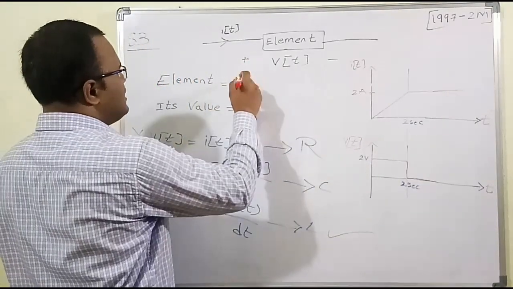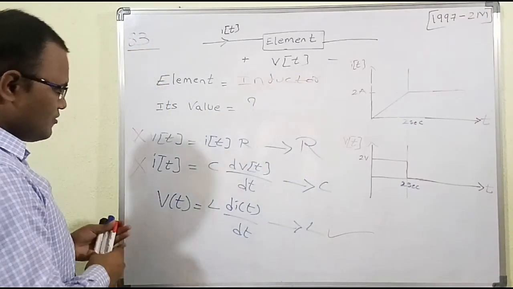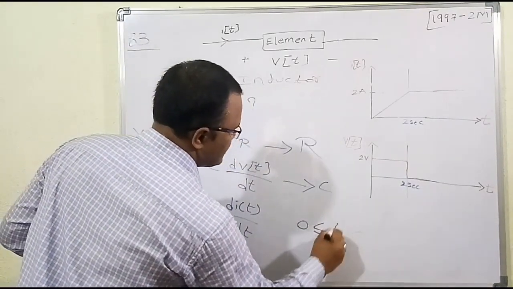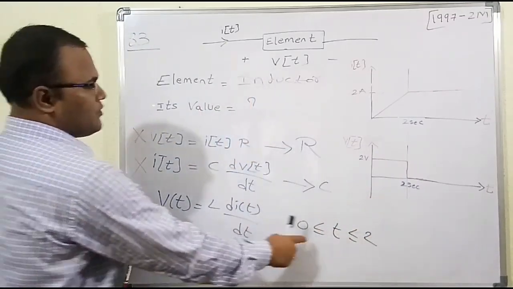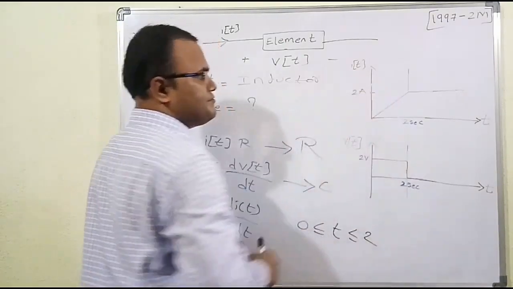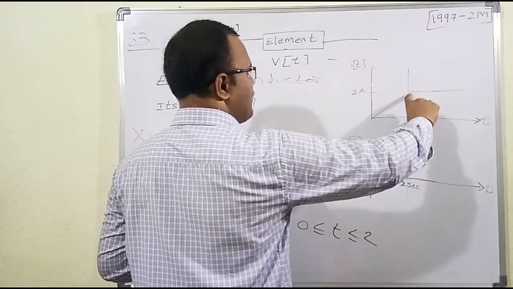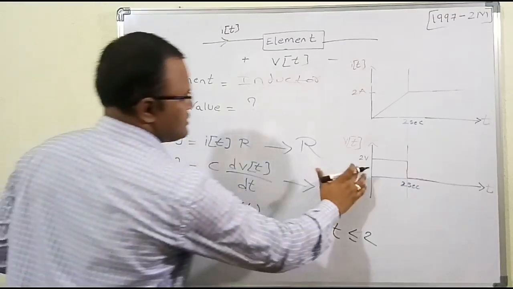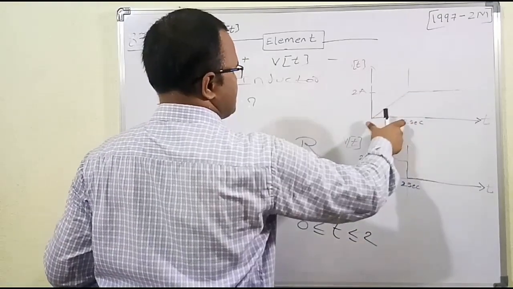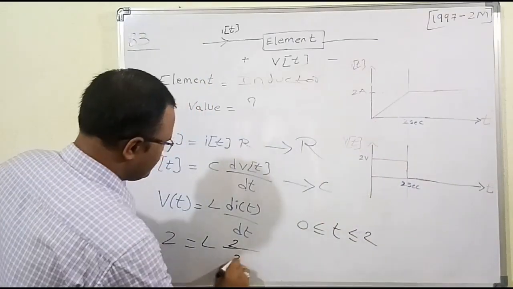Now we need to find the element value. So this is the inductor. I am writing the equation for 0 less than t less than or equal to 2 seconds. In this interval, di/dt is the slope of this line. The magnitude is 2 A and the time is 2, so y by x. v(t) in 0 to 2 seconds is 2 volts, so 2 = L di/dt. The slope is y by x, where y is 2 amperes and x is 2 seconds. So the 2s get cancelled.